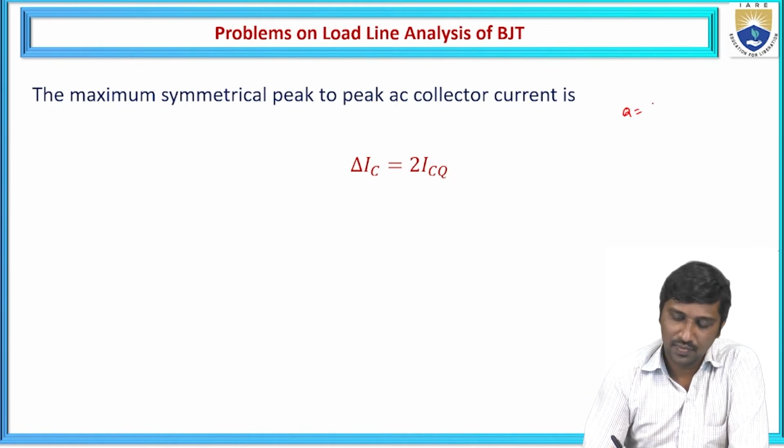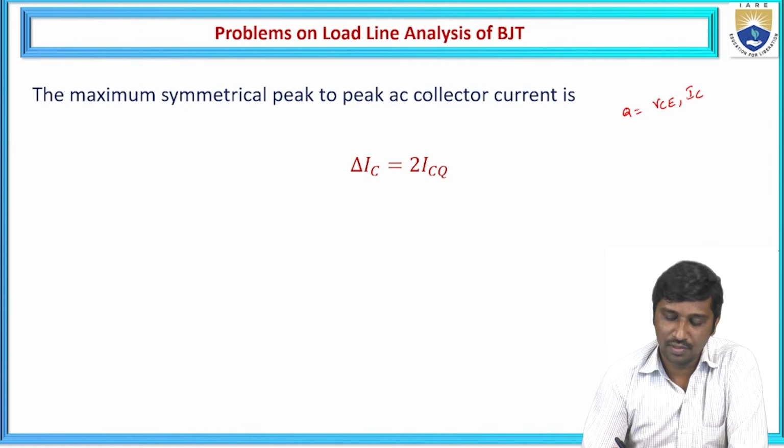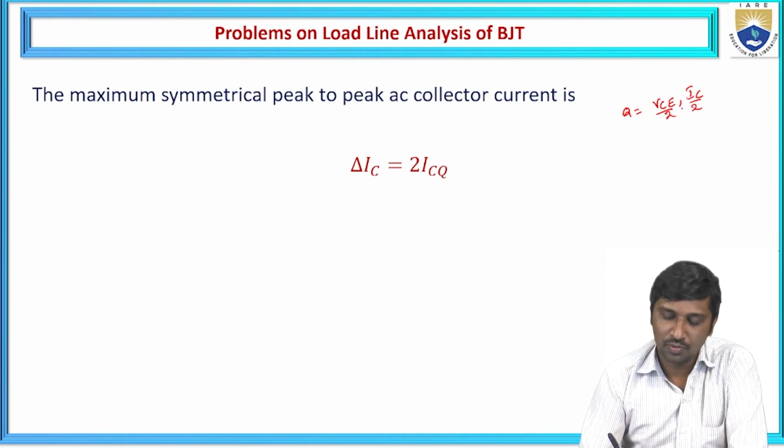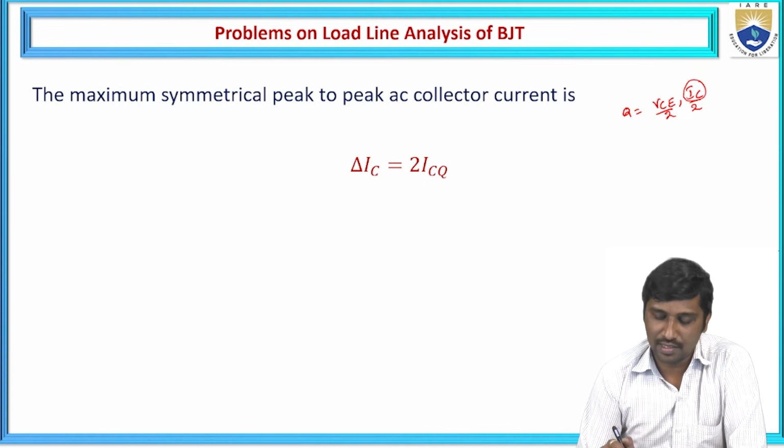So hence the DC load line contains VCE parameter and IC parameter. If you want to define the Q point, that is the center, meaning half of the VCC and half of the collector current. From this, we need to find out how much maximum peak-to-peak collector current is required.